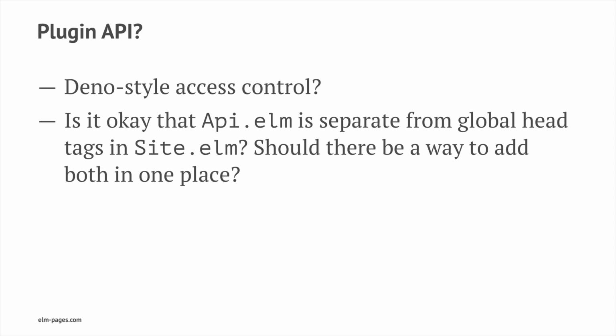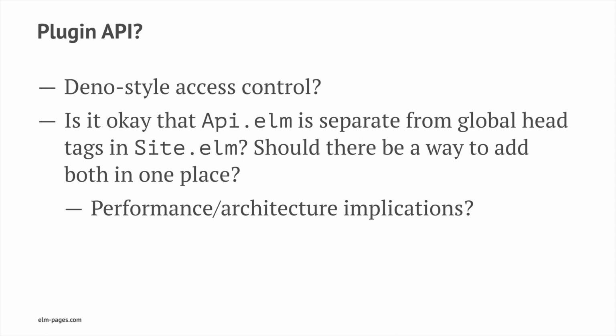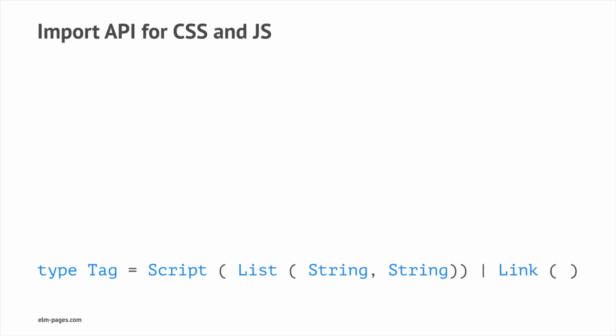But then there are these global head tags defined in your site.elm, and they're in two different places. But what if you want a plugin that says, well, here's an RSS plugin, and it needs to add a global head tag and an API route for RSS.xml. What's the best way to do that? Is it okay to call this little RSS plugin and add things to two places? Is that fine, or should there be some sort of API design to help with that for plugins? And what are the performance implications to that for the dev server experience?